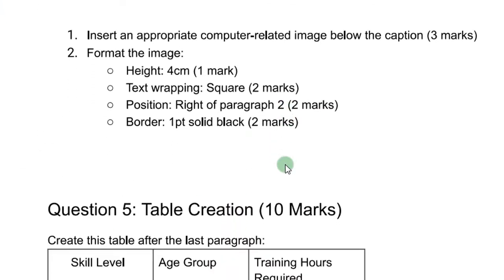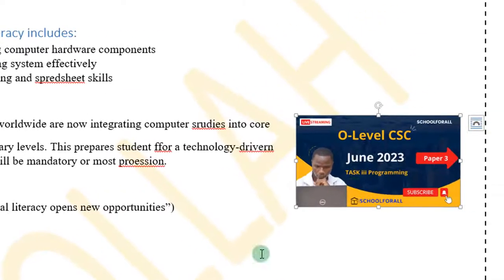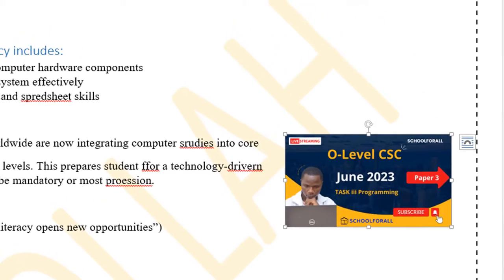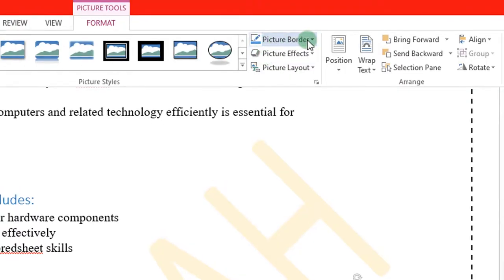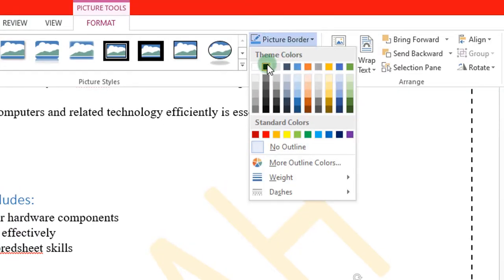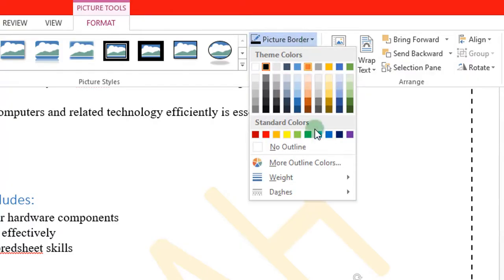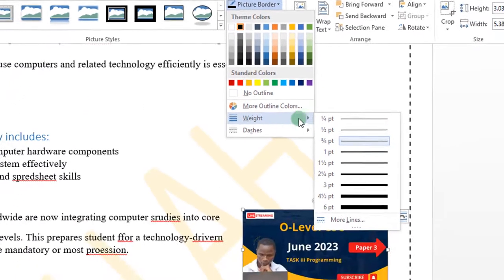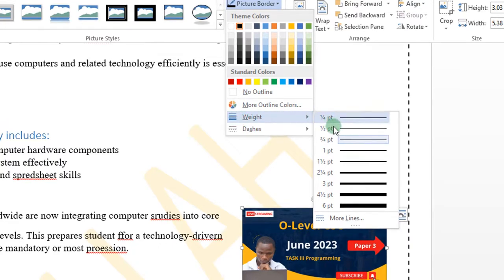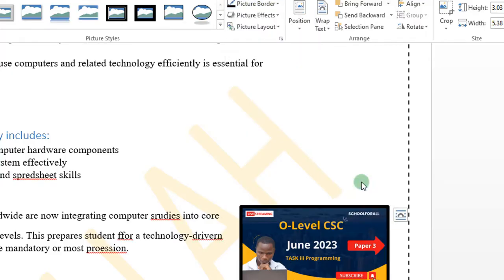Now the next thing is that the border should be one point solid black. Good. I explained what solid was the last time, so let me do it very fast. Here I'm just going to click on the image again. If you look here, you're going to see picture border, so you click there. Good. You choose the black color. After that, you click back on picture border. Are you seeing weight? Good. At the level of weight, you move down and take maybe 3, so that you can see the border very well. Hope you are seeing that. Good. So this is how we are doing it.